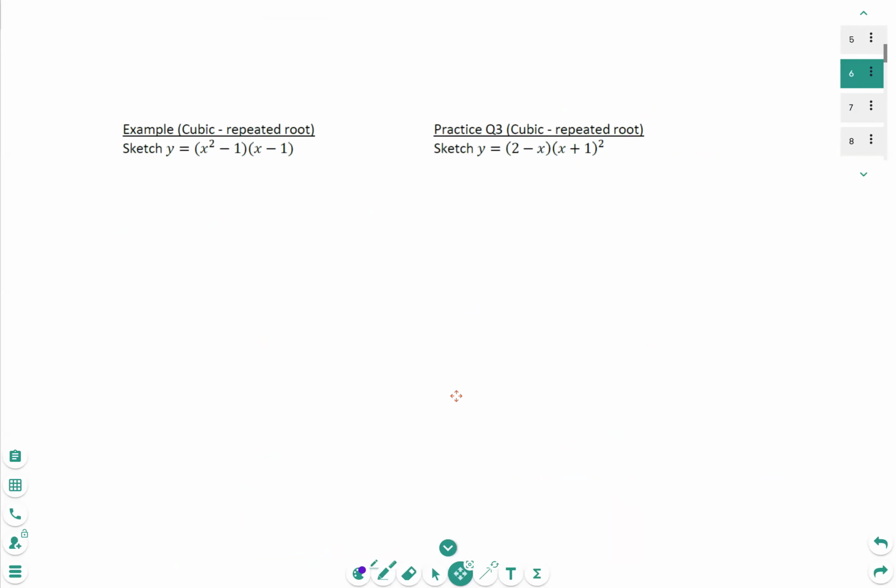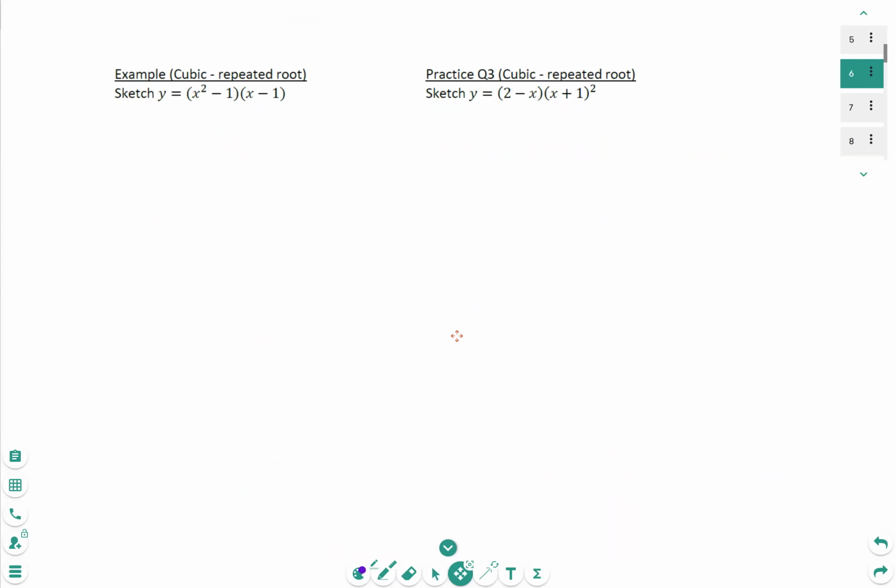Moving on. Now, what if we have a repeated root in a cubic graph? What does that mean? Let's have a look. So we'll do the same thing, okay? So sketch a graph. Step 1, shape. So it's a positive x cubed. So we know the shape is going to look like this, right?